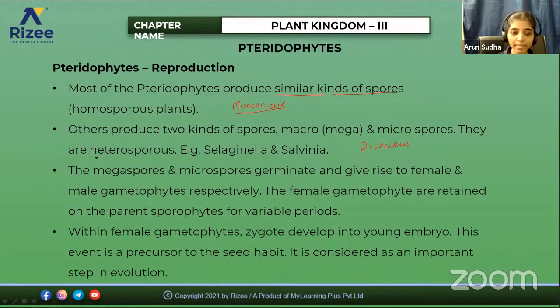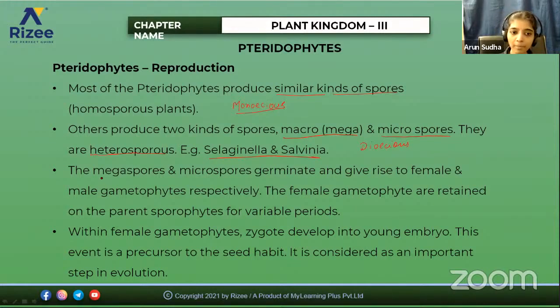But in the case of heterosporous plants, what is happening? They produce two kinds of spores. One is called the macrospore or megaspore, and the other is called the microspore or small spore. Here the examples are again Selaginella and Salvinia. These examples are important. They may ask what type of plant produces heterosporous spores, so be clear with the examples. Here the heterosporous plants are dioecious. That is, they have separate male and female reproductive organs on different plants.